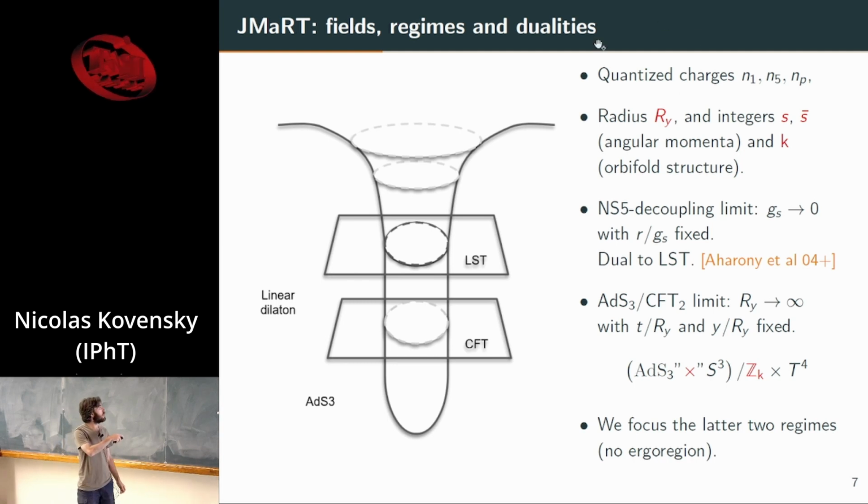And so if you go a bit into the IR and you take the NS5 decoupling limit, you basically take everything that's up of this plane here. You take it to infinity. Okay, you decouple it, and that's important for us because the ergoregion is part of that region that's decoupling. So you're sending it to infinity. So when you do that, these geometries, these backgrounds become stable. Okay, so then you have a region, this whole region here, which is asymptotically linear dilaton, okay? And that's known to be holographically dual to what's called little string theory.